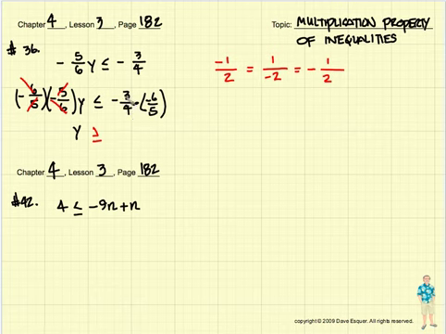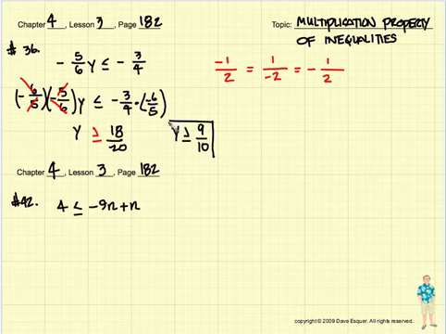Let's finish this side. We end up with minus 18 divided by 20, but this is a negative, so this looks like 18/20. Negative times negative gives me a positive, and if I simplify that further, y turns out to be greater than or equal to 9/10. There's our solution.